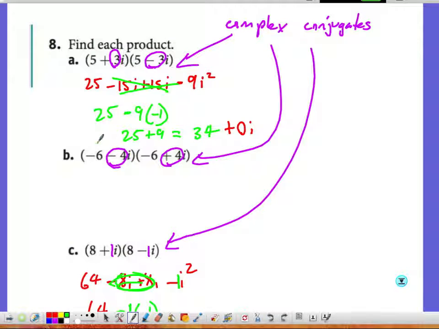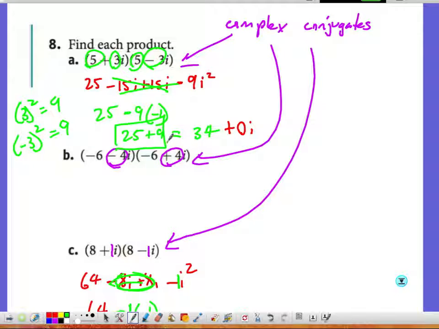Take a look at the other ones. Looking back at here, before we added those two numbers, before we got 34, we added 25. Where did that come from? It came from squaring 5, the real part, which is 25. And where did 9 come from? It basically came from squaring either 3 or negative 3. If you square 3, you get 9. If you square negative 3, you still get 9.